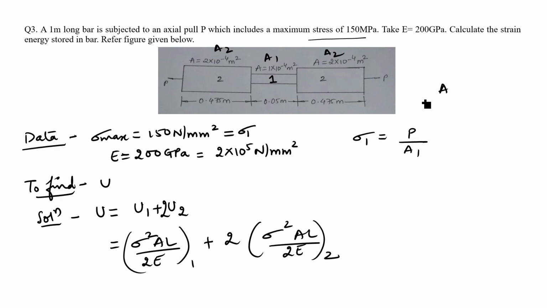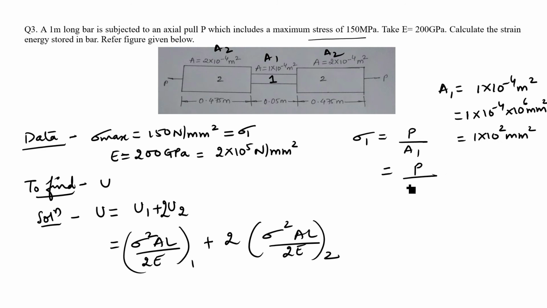For calculating A1, you can see it is given as 1 into 10 raised to minus 4 meter square. When I have to convert this into mm square, it will be into 10 raised to 6, because 1 meter is 10 raised to 3 mm, and it will be 10 raised to 3 raised to 2, which is 10 raised to 6. So this becomes 1 into 10 raised to 2 mm square, which is nothing but 100. Value of P is not known. A1 is 100 and sigma 1 is 150. Therefore, the value of P is 15,000 Newton.